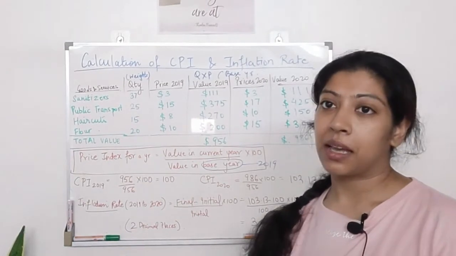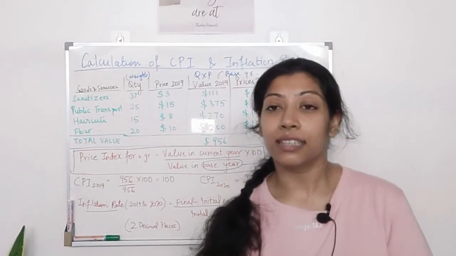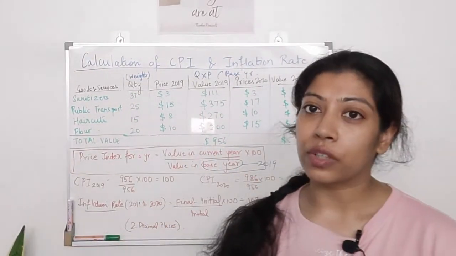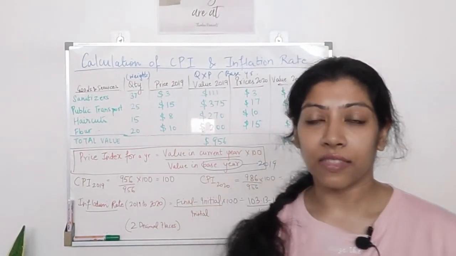But there are also some drawbacks to calculating the inflation rate in this way. There's a drawback of the consumer price index, and we'll look at that in the next video.